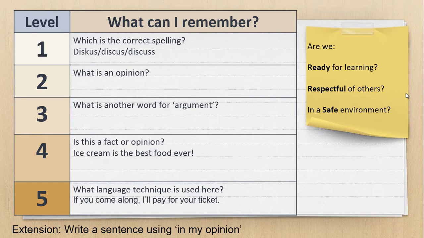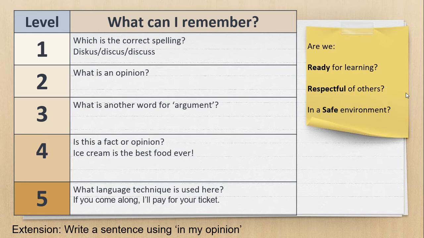So for question number 1, the correct spelling is the third one, discuss. That is the correct spelling for the word discuss. Question number 2, what is an opinion? So this is something we've talked about a bit before when we were focusing on writing. An opinion is someone's personal view or their belief about something. It might be a judgment they have made on a topic or person, but it is not rooted in fact. It is just a personal way of seeing things, and we can't prove it to be true.